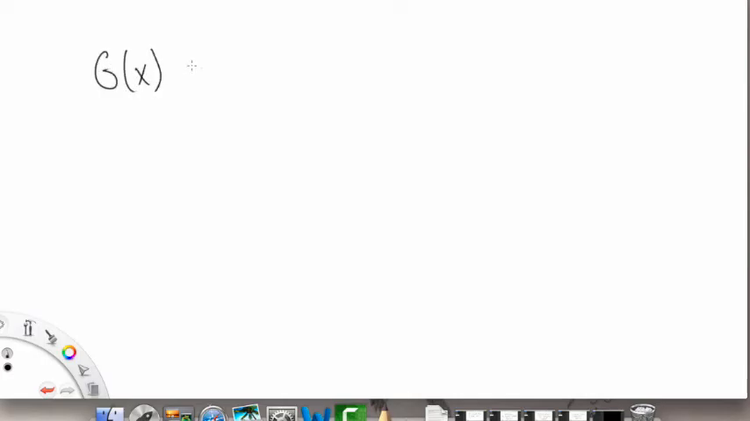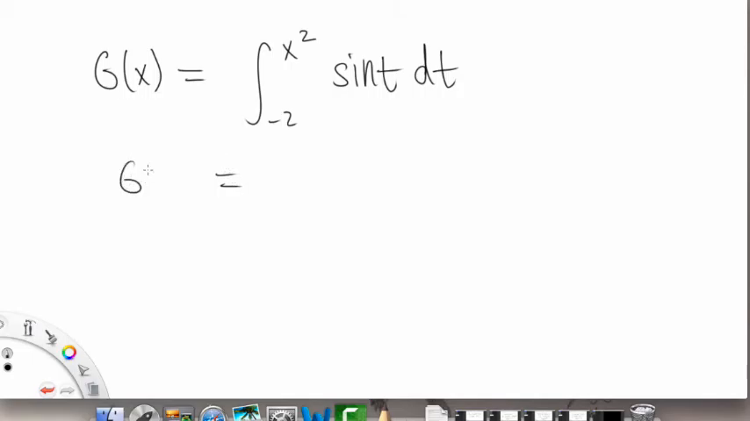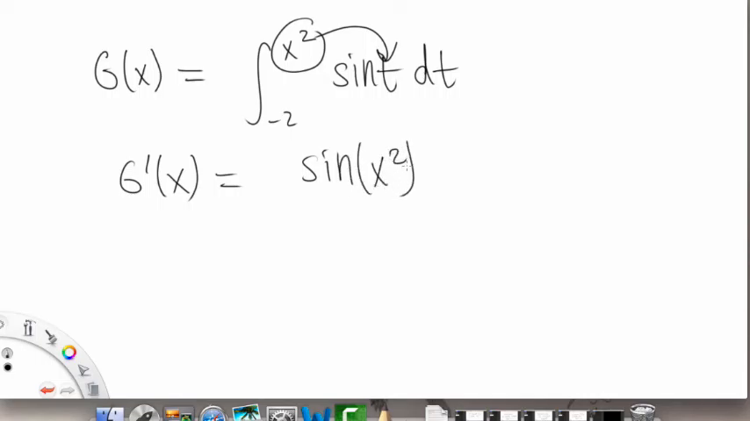Let's say we have our g of x equal to, let's do the other problem, the integral of sine t dt. According to the second part of the Fundamental Theorem of Calculus, when you take the derivative, we just plug the upper limit in for the t spot. Then the only other thing is to multiply by the derivative of the inside, which would just be our 2x. That's the way I think about it. It's a lot simpler, but that's basically what's going on, an overview of that.